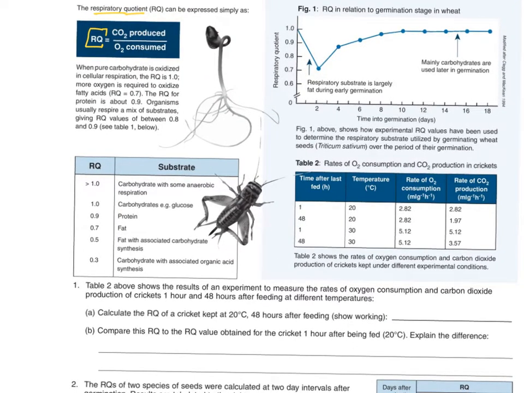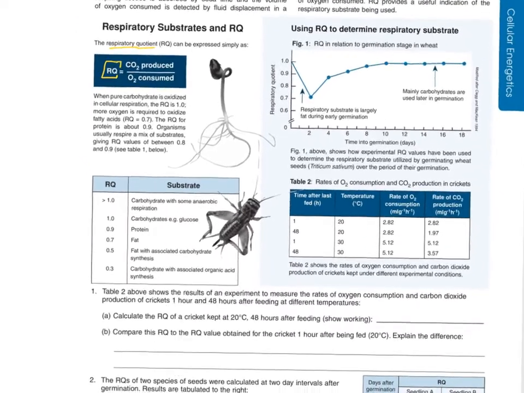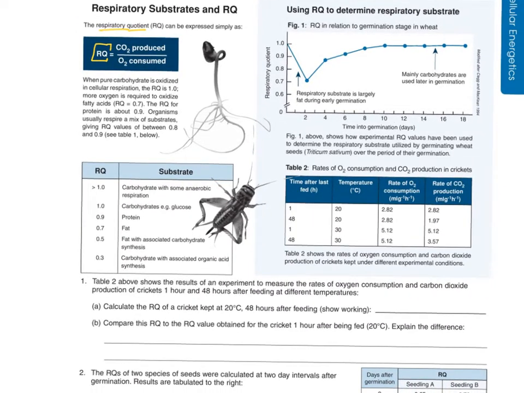So when we look at the RQ, the respiration quotient, how much cellular respiration is going on, a number that's bigger than 1 suggests carbohydrates and some anaerobic respiration. If this number is bigger than 1, I'm producing a lot of CO2, but I'm not consuming a lot of oxygen, right? Does that make sense? That means I'm not using a lot of oxygen, but I'm still producing a lot of CO2. I'm probably doing some kind of anaerobic respiration.